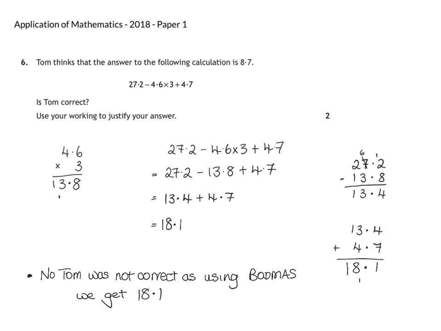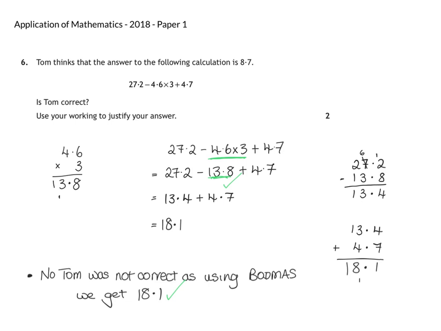So this is worth 2 marks. So we get 1 for showing that we know that it's BODMAS, so doing this bit first and getting there. That is our first mark. And then we get our second mark for our conclusion with the correct answer as being 18.1.